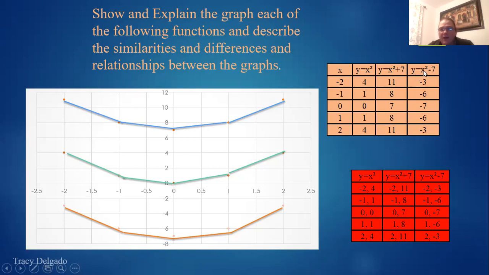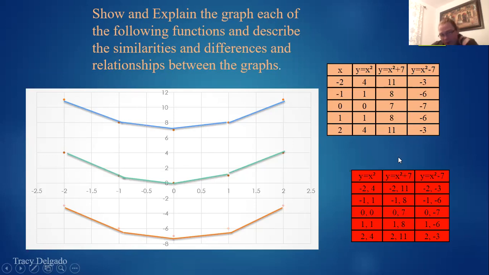And this is going to be our x squared minus 7. Our 4 minus 7 equals -3. 1 minus 7 is -6. 0 minus 7 is -7. 1 minus 7 is -6. And 4 minus 7 is -3.